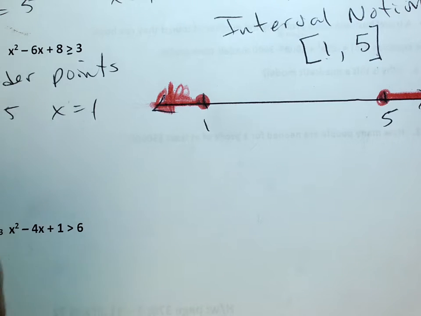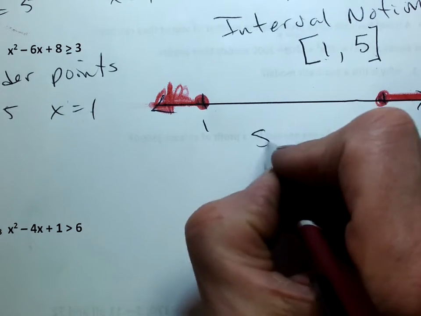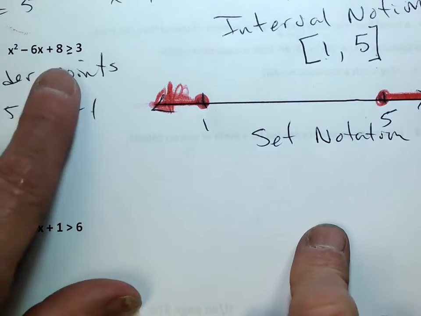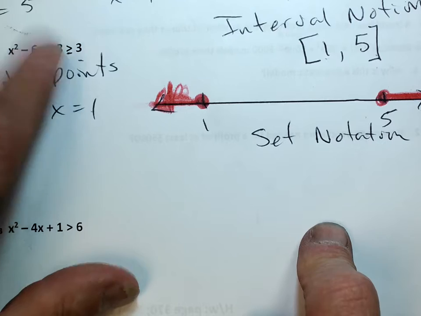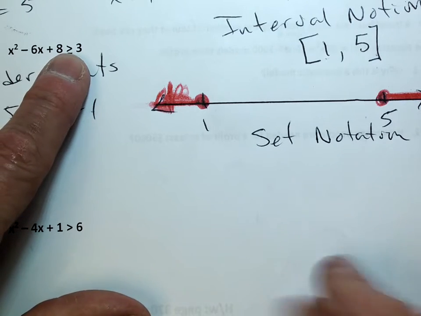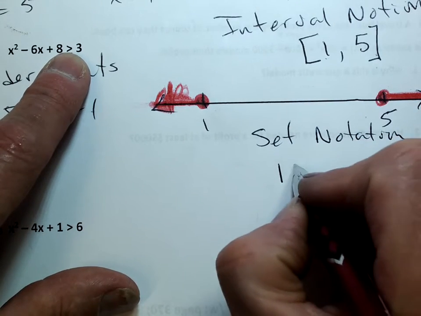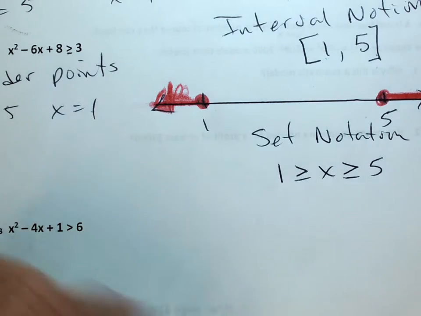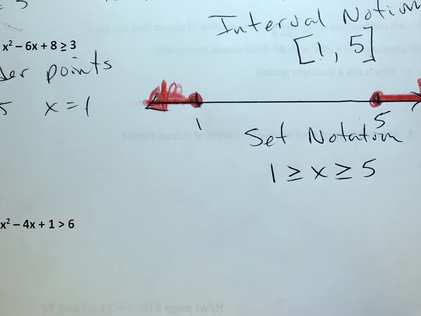So, in set notation, okay, I'll say it again. See this sign right here? I'm going to use the same sign. I'm going to say 1 is greater than or equal to x, which is greater than or equal to 5. Okay, write that down and we're going to look at it, okay?